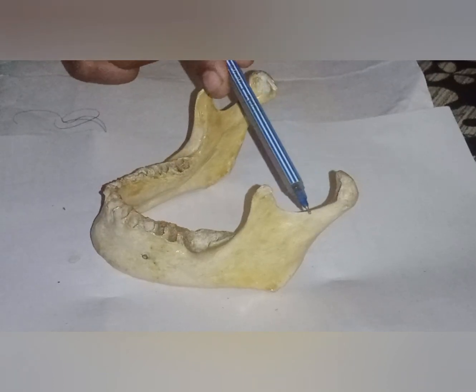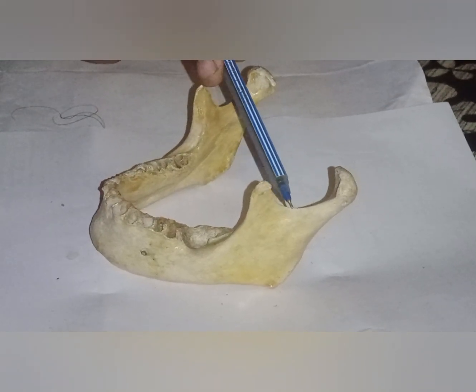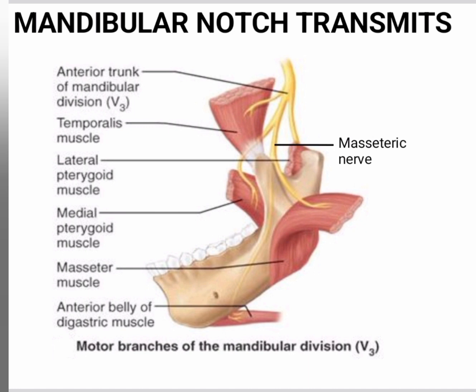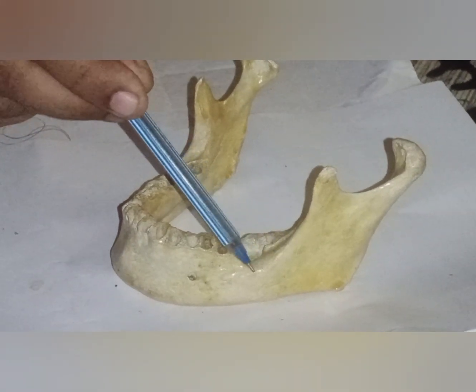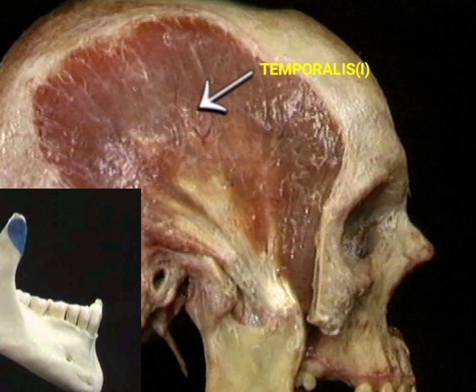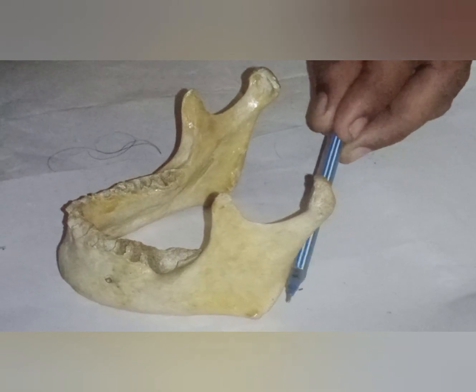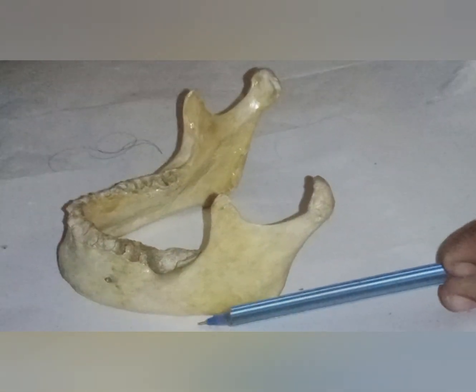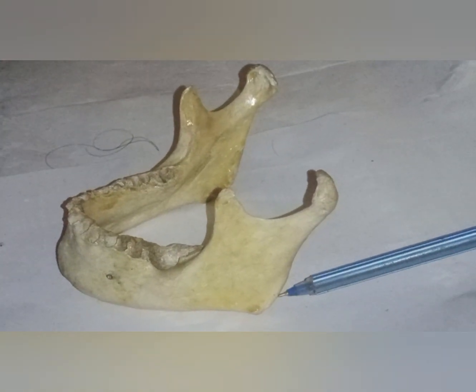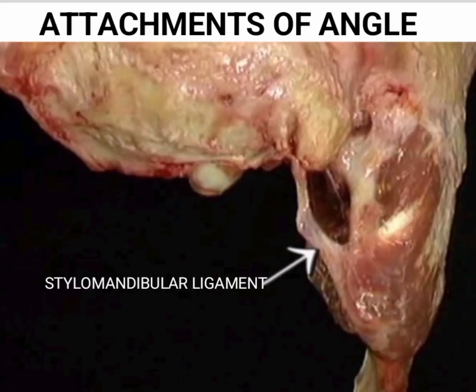Superior border is notched, called the mandibular notch. Mandibular notch transmits the masseteric nerve, a branch of mandibular division of trigeminal nerve. Anterior border is continuous with the external oblique line. Anterior border of the ramus gives insertion to temporalis muscle. Posterior border is thick and it makes an angle with the inferior border called the angle of mandible. Angle of mandible gives attachment to stylomandibular ligament.